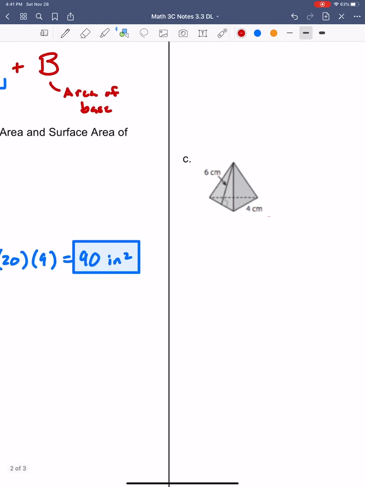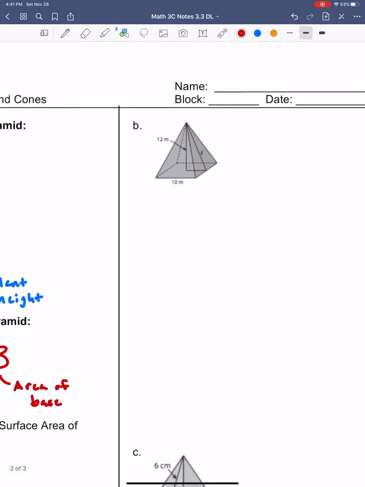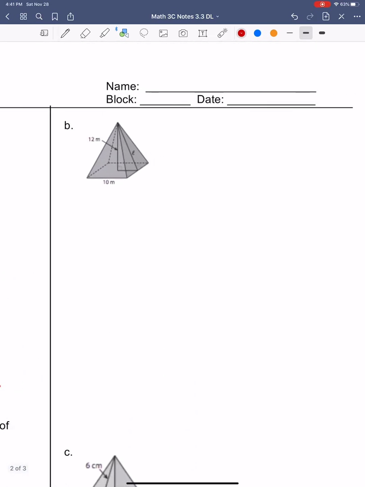All right, we'll keep going. Same idea here, except notice right off the bat that they did not give me the slant height, the cursive L. They gave me the actual height of this pyramid, not the slant height. So I have to find the slant height.